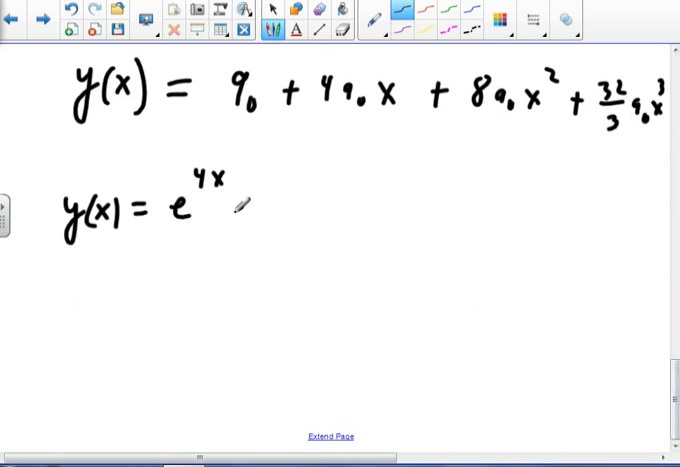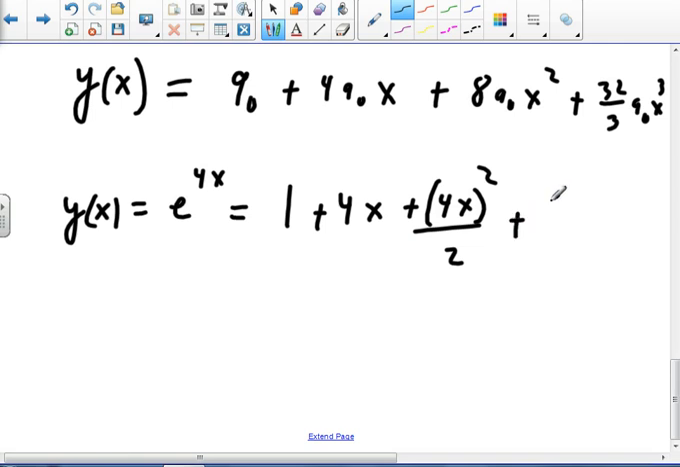All right, so what's the series expansion of e to the 4x? Well, it's going to be 1 plus 4x plus (4x) squared over 2 plus (4x) cubed over 3 factorial. Is that not what I have? Yes, that's what I have. So check, that's what I got. Okay.